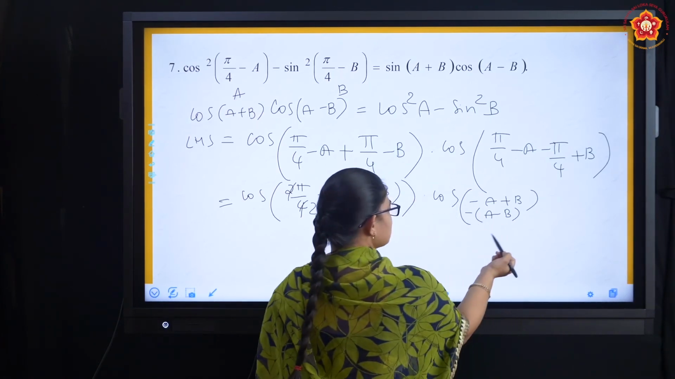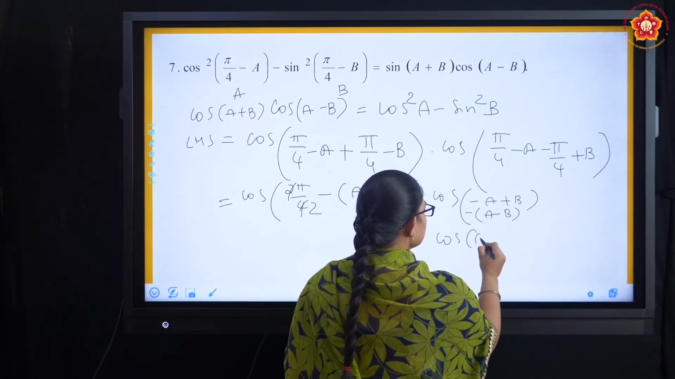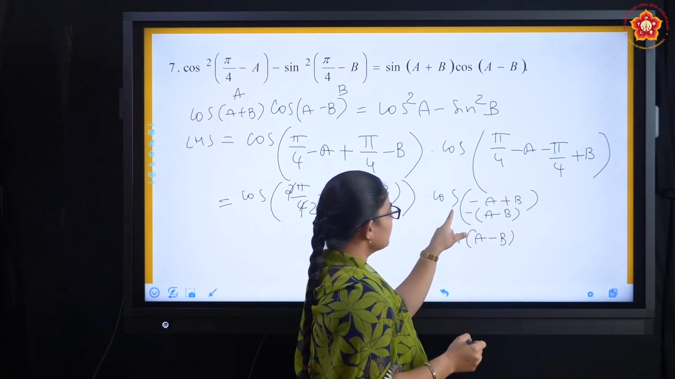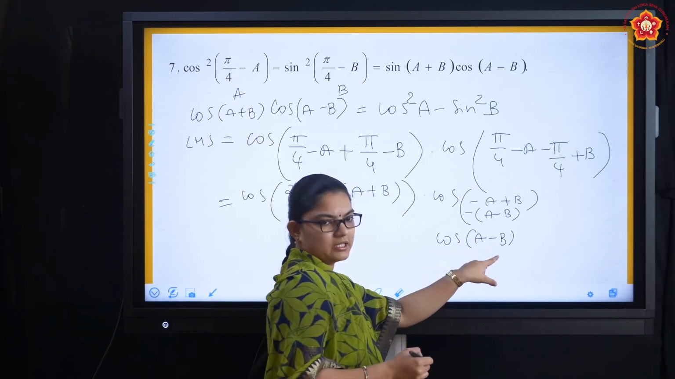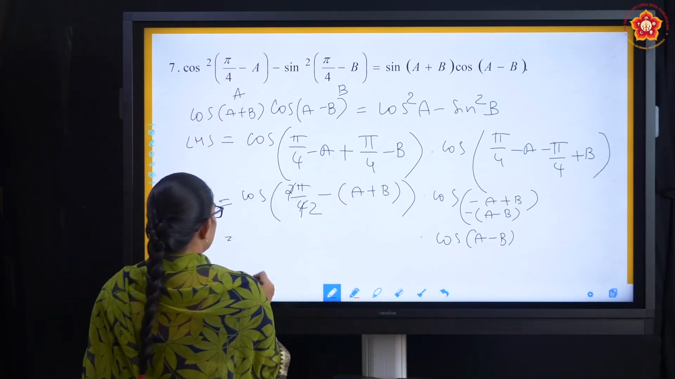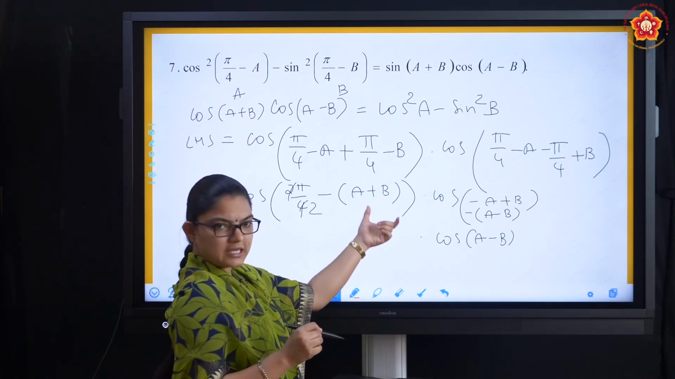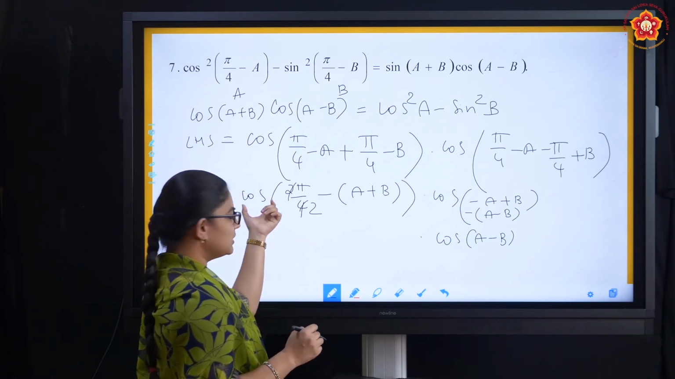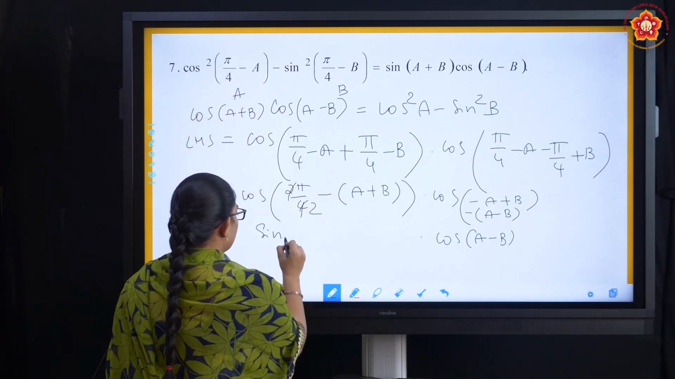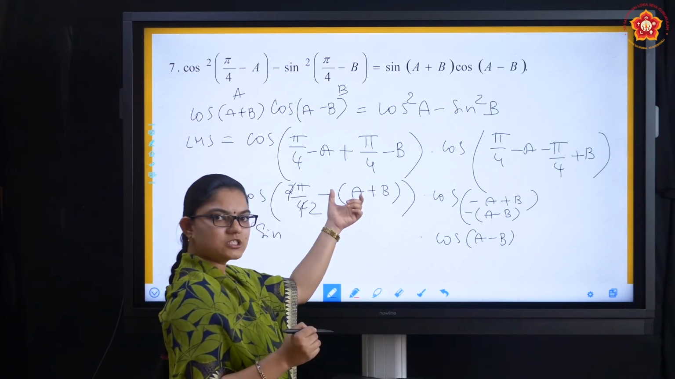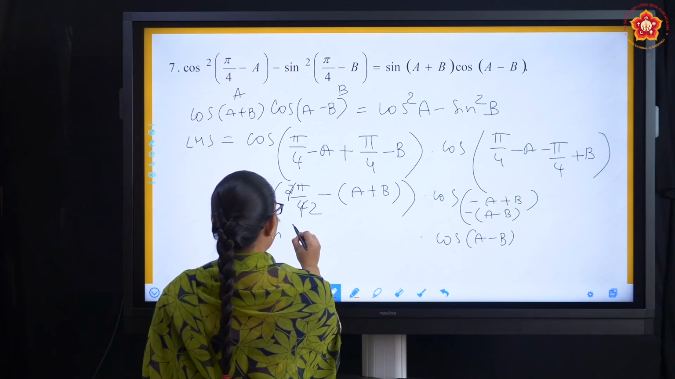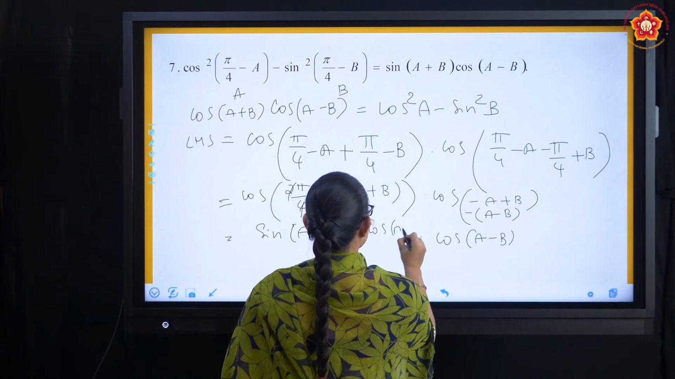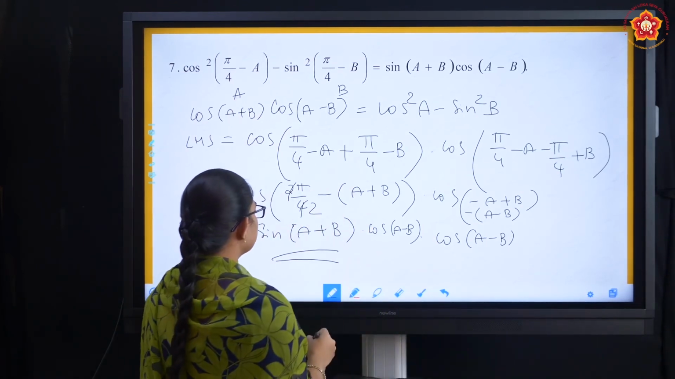So cos of minus of some angle, I can write that as cos of A minus B, because cos of minus x is nothing but cos x. So cos of minus of (A-B), I can write it as cos(A-B). So here cos of pi by 2 minus (A+B). Whenever a sum or a difference angle involves pi by 2, cos will be changed to sin, right? And pi by 2 minus x is in the first quadrant, so it is positive. So sin of the angle is A plus B. So sin(A+B) into cos(A-B). So this is nothing but the right hand side.